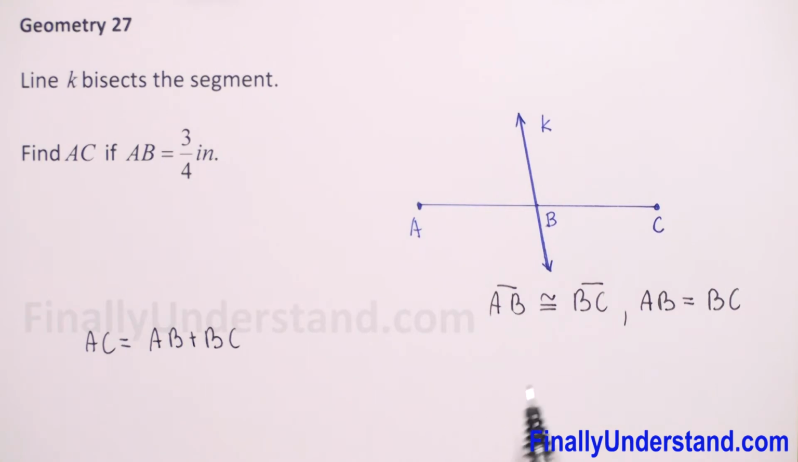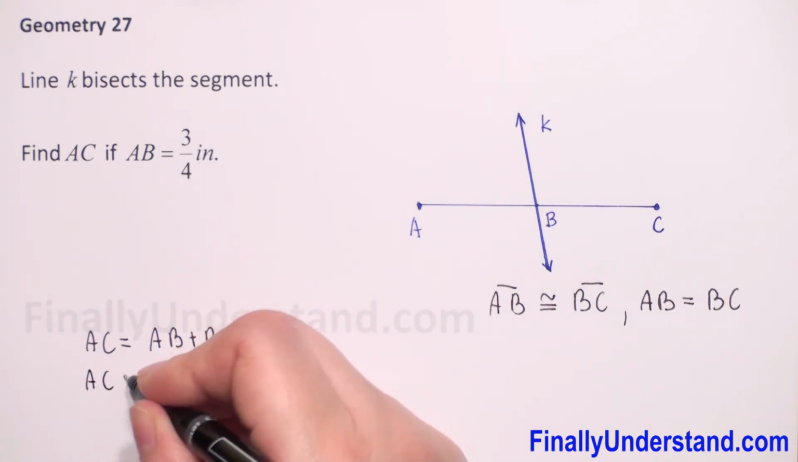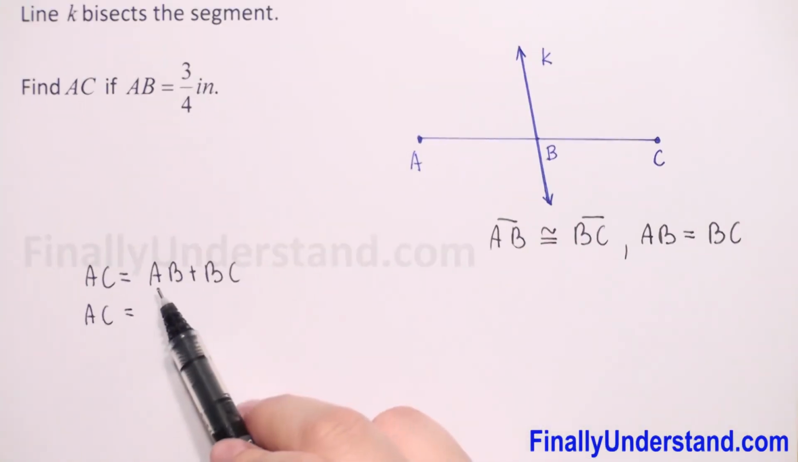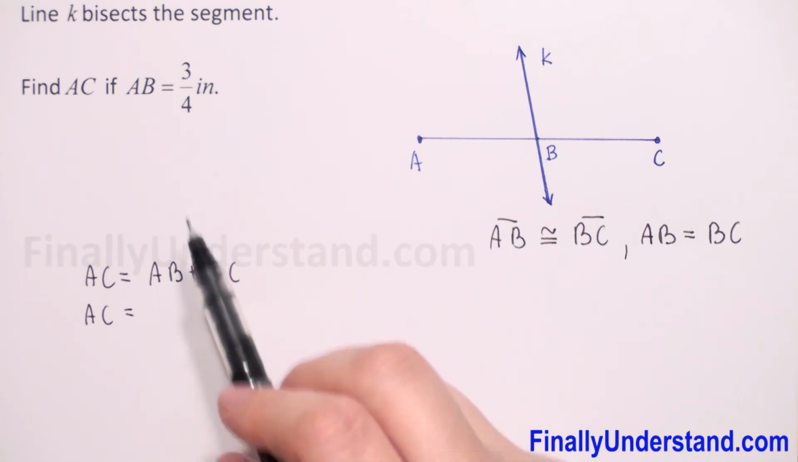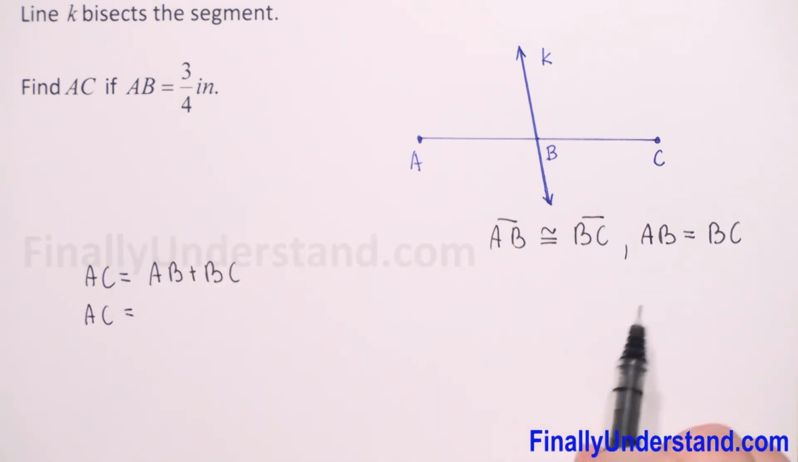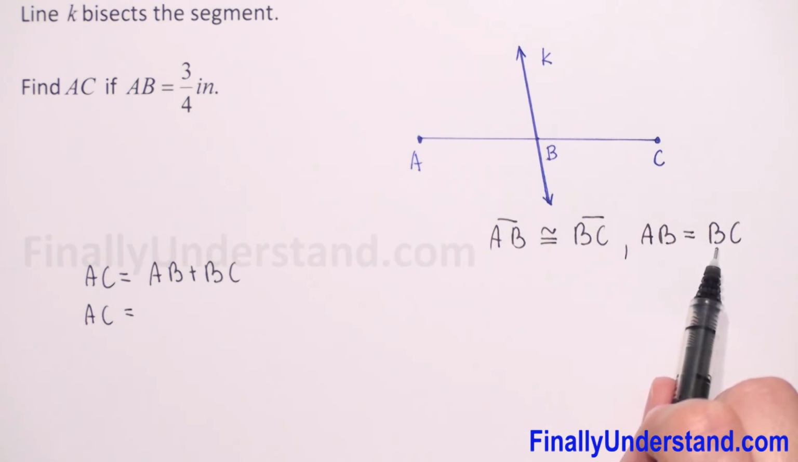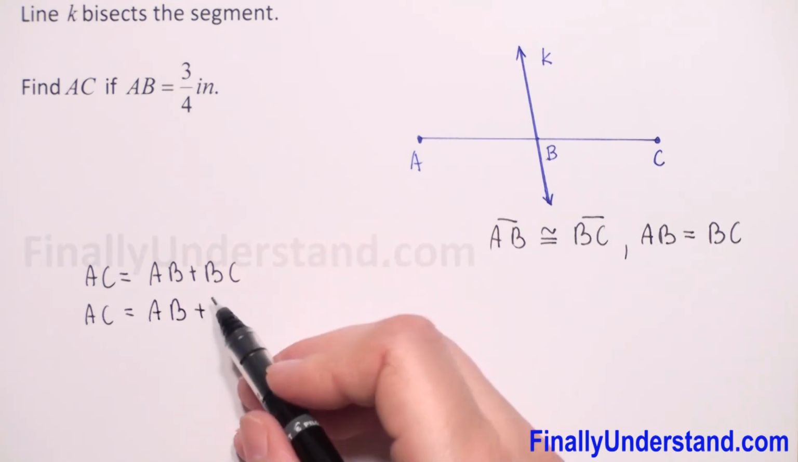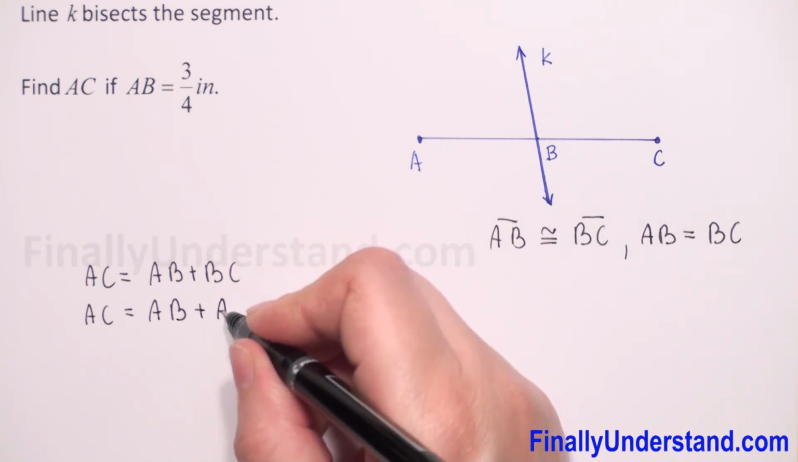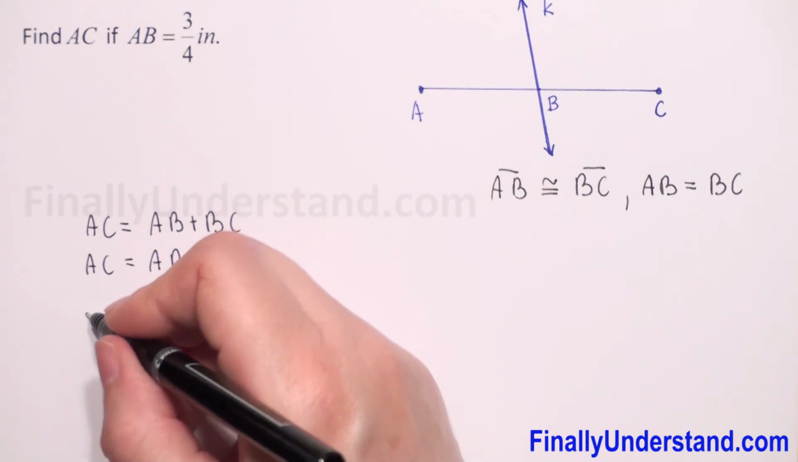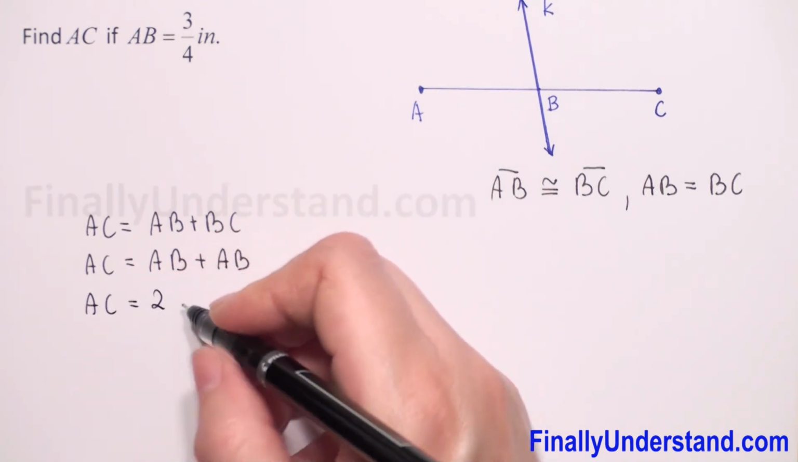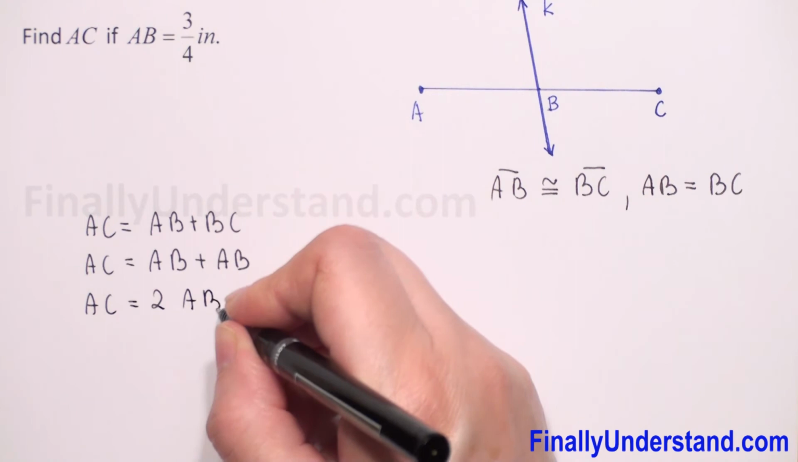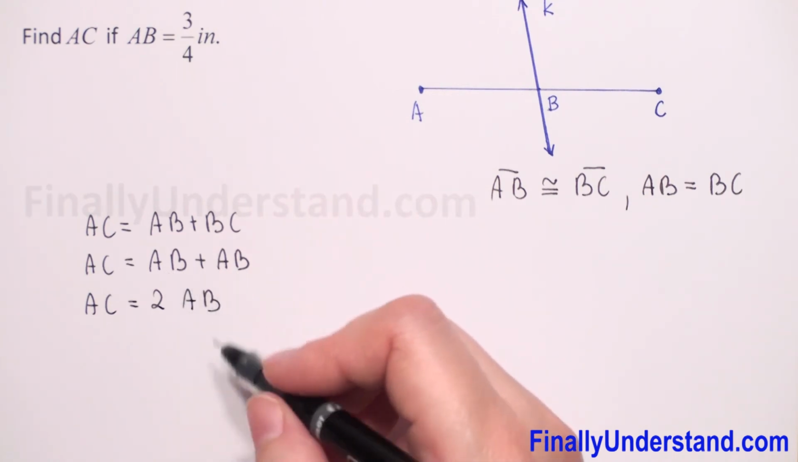What else? Because the length of AB is equal to the length of BC, we can write that AC is equal to AB plus AB, substituting BC by AB. So we have now that AC is equal to 2 times AB, because we have AB plus AB.